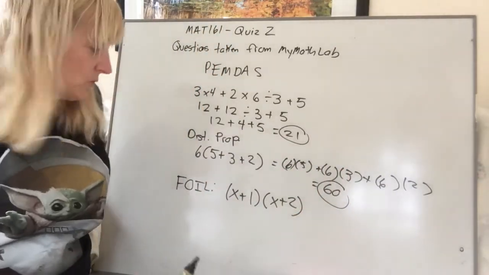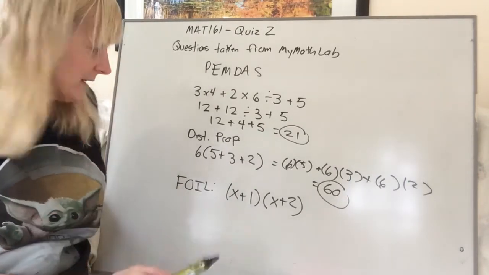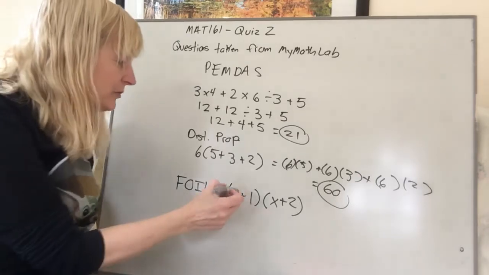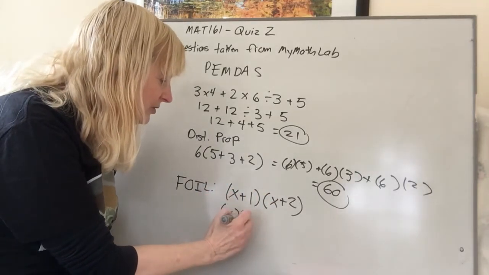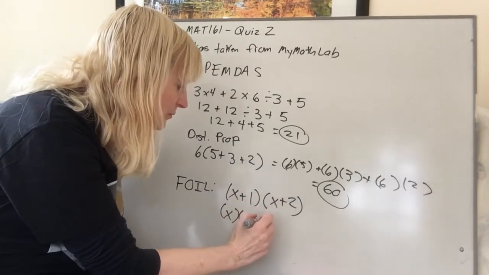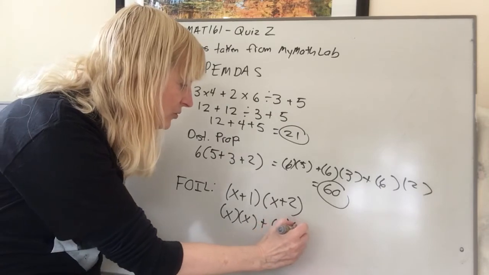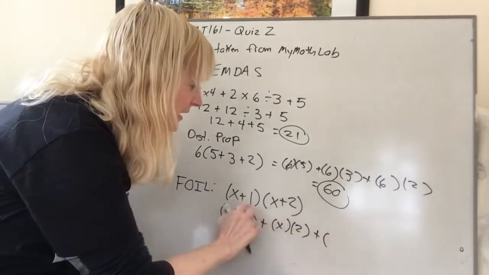And then there's at least one problem that has to do with FOIL. Remember, first, outer, inner, last. These are all in the notes, guys. So what do you do? You multiply the 2 first, guys. So it would be x times x. Those are the 2 first. Then O stands for outer. So you would multiply the x by the 2. Then I stands for inner. So that would be the 2 inner guys.